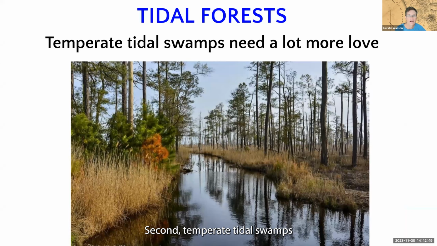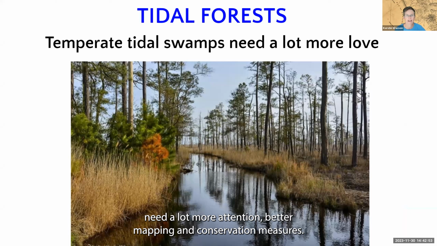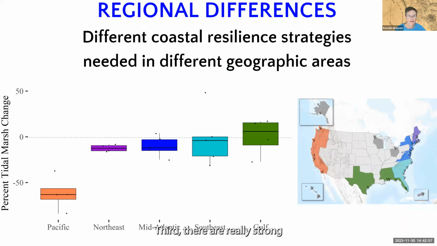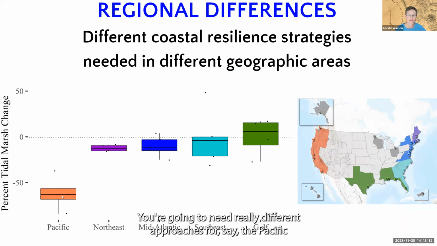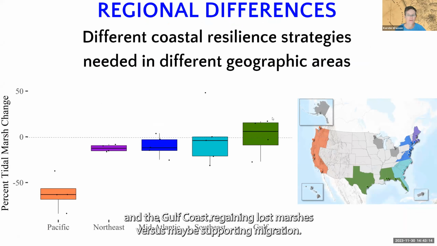Second, temperate tidal swamps need a lot more attention, better mapping, and conservation measures. Third, there are really strong regional differences in how much tidal marsh has been lost. We can't have a national coastal resilience one-size-fits-all strategy. You're going to need really different approaches for, say, the Pacific and the Gulf Coast, regaining lost marshes versus maybe supporting migration.